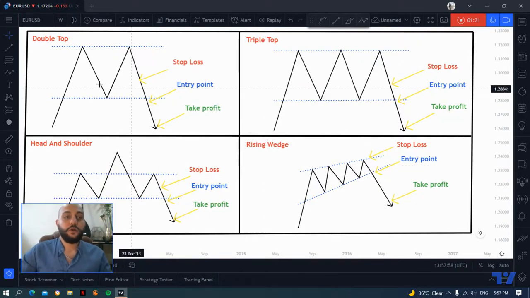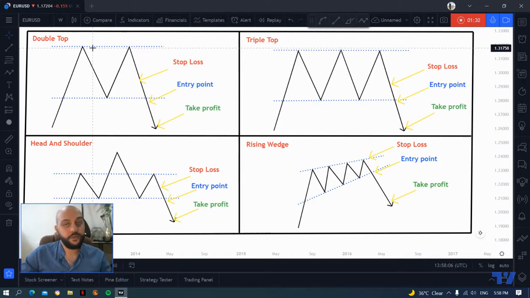The first one is called double top. Okay. So notice how the trend is going up like this. It hits this line here, which is going to be our resistance line. Then it bounces back down and hits this area here, which is going to serve as our support line. Then we notice that the trend goes up again and hits the same old resistance line, then drops down, basically forming what looks like a double top.